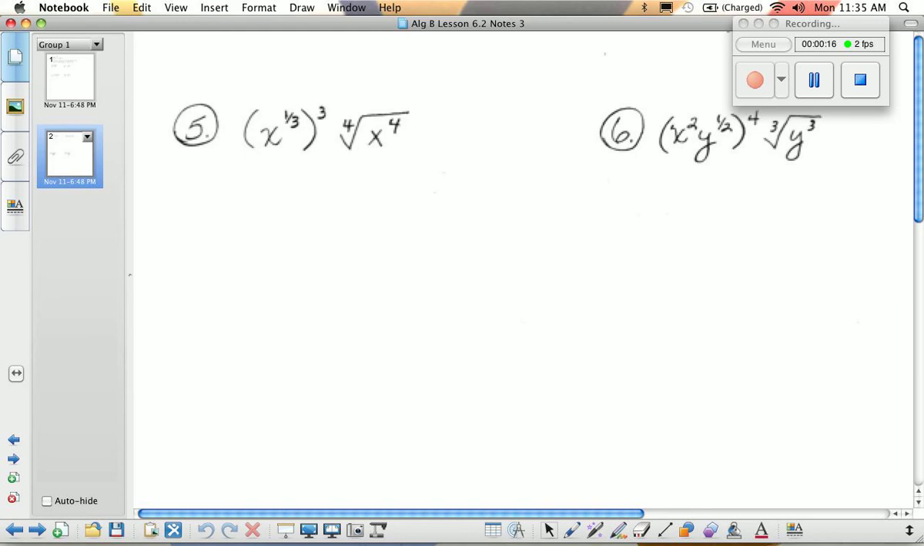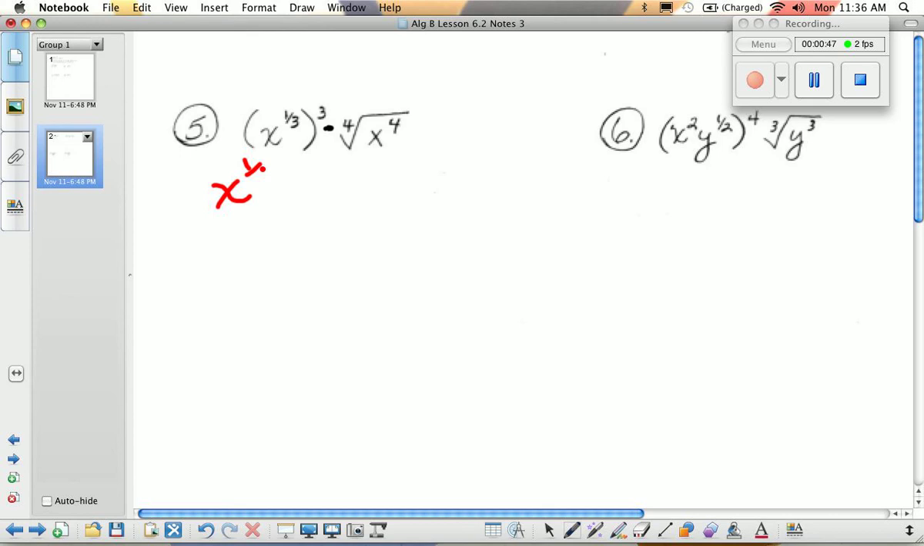Okay, so we have a multiplication problem here, but before we multiply, we need to simplify. So we want to make sure that we really have a multiplication going on. We have x to the 1/3 power being raised to the 3rd power. That has to be multiplied by the 4th root of x to the 4th power. So we're going to simplify each of those first, and then we'll worry about doing the multiplying. So what do we do when we have a power being raised to a power? What do we do with those exponents?